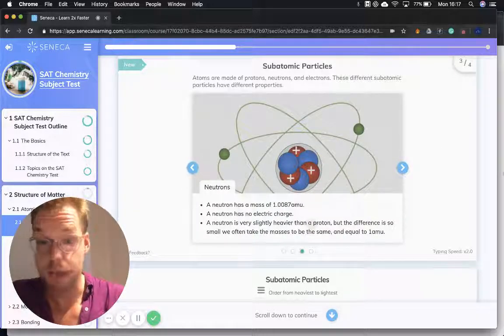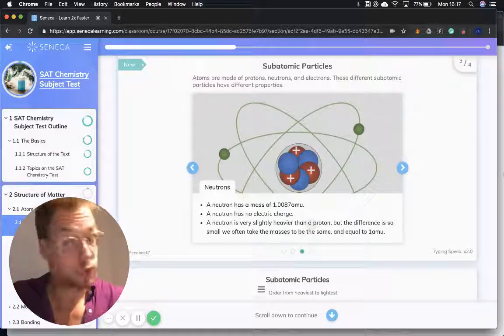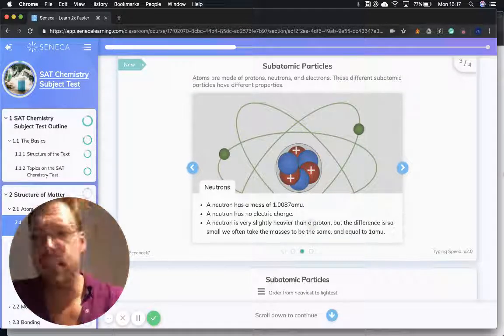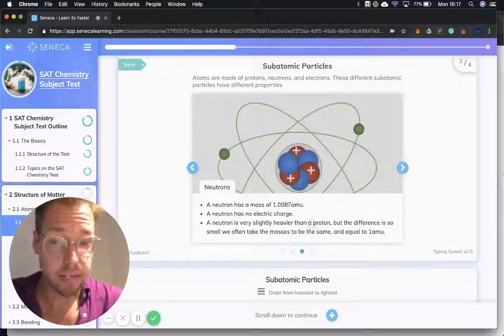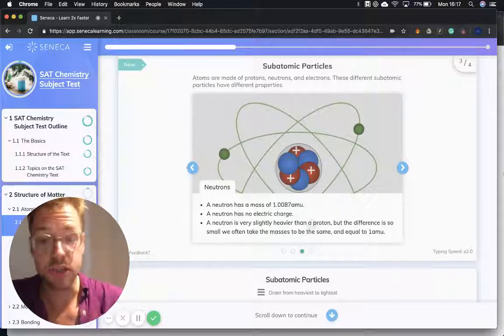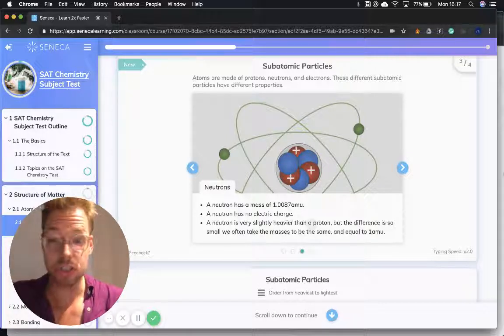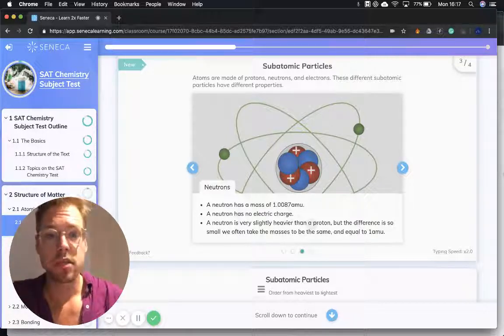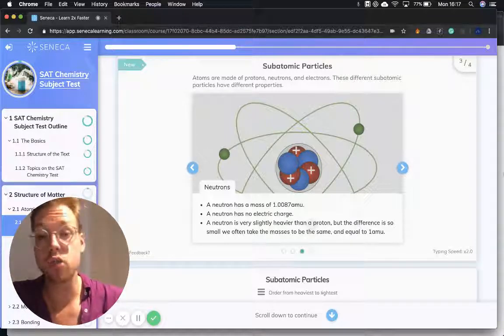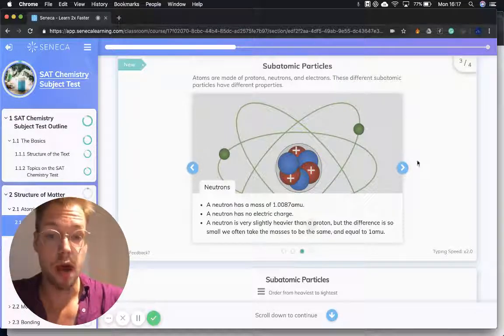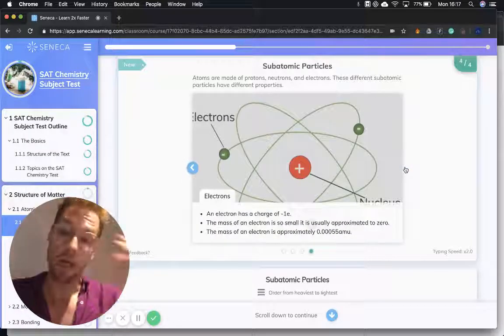They also have a mass of 1 AMU, so the same mass as a proton. Slightly different, it's like 1.0087 AMU, but don't worry too much about it. Just know that both of them weigh 1 AMU. And a neutron has no electric charge, it's neutral. So like we said, it's slightly heavier than a proton, but the difference is so small that we say both are equal to 1 AMU. That's what you need to know for the SAT chemistry subject test.